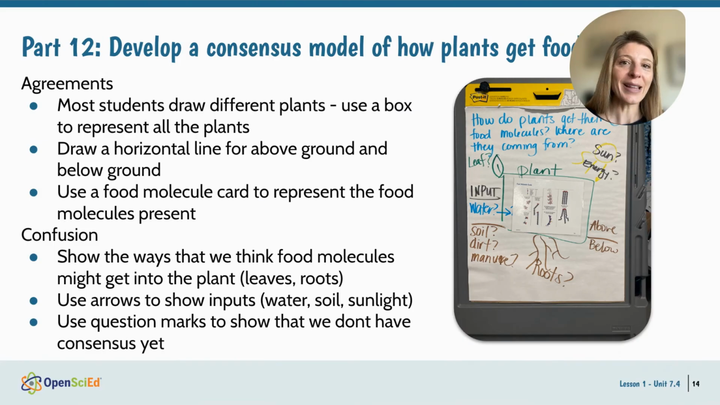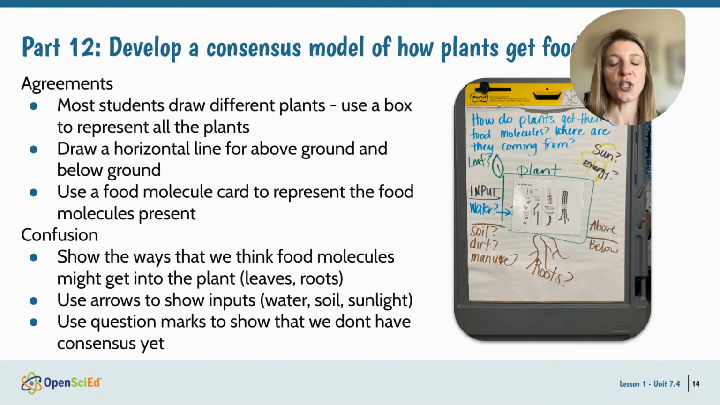We want to highlight that there are areas of confusion as well. Some students may say that there are leaves or roots, and I'll just draw those on the box. And that there are things that are entering, and so we can come to an agreement that we can use arrows to show those things entering the plant. Like the plant needs sunlight, so there's an arrow to show that sunlight, or air, or water, or soil, pointing to how those things get into the plant, and maybe it's through those structures.